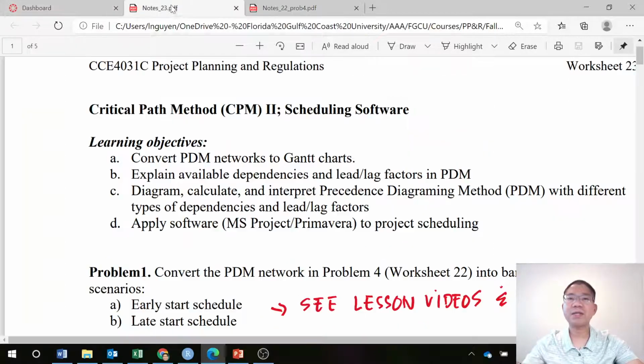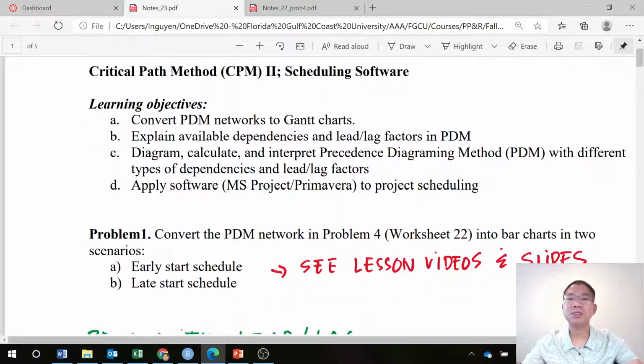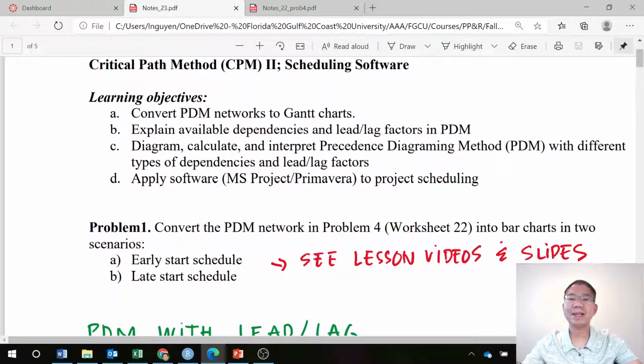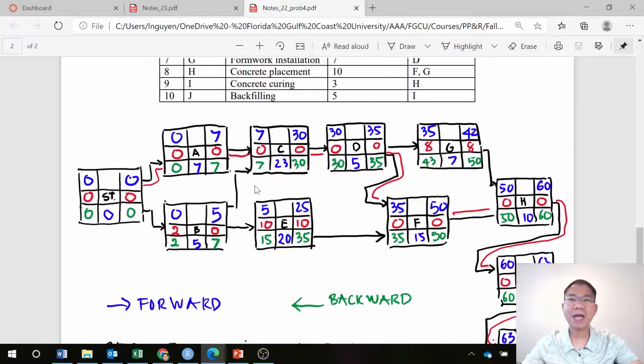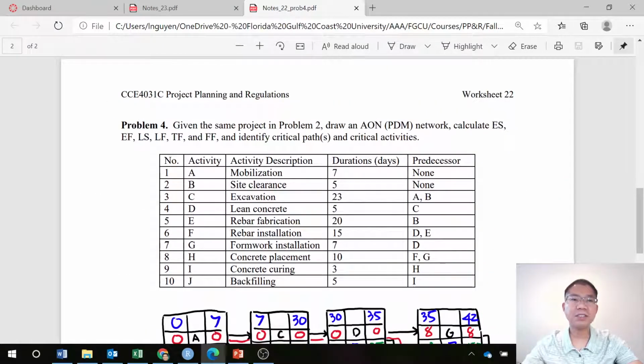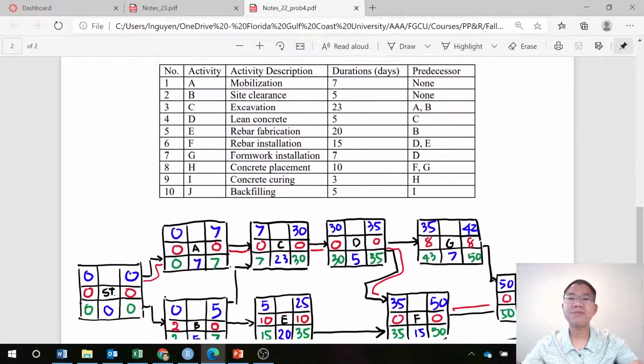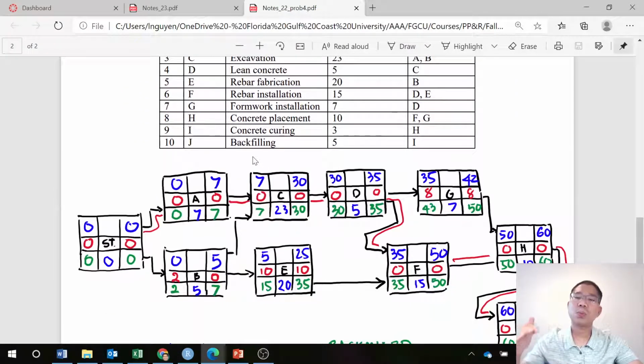The problem asks us to do two scenarios: use early start schedule and late start schedule. So what does that mean? That depends on how we look at this. Early start, early finish means that for the project, all activities start as soon as possible. So that is the blue that you see, the early start and early finish. Start as soon as possible. All of that we call the early start schedule.